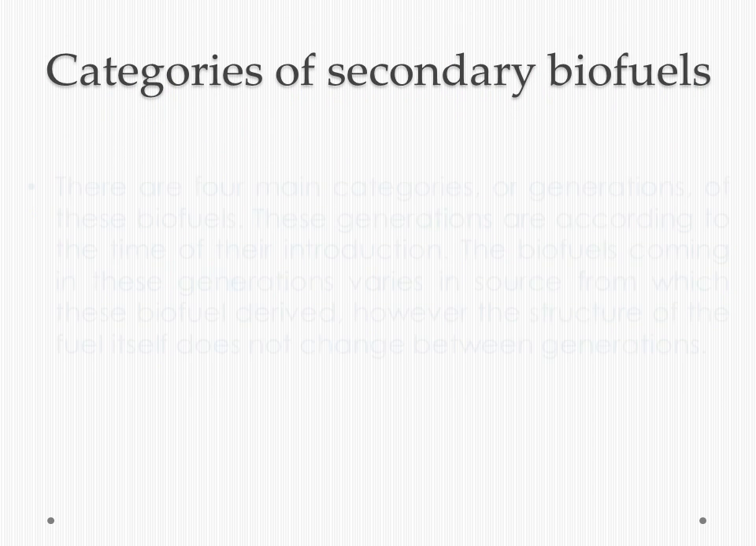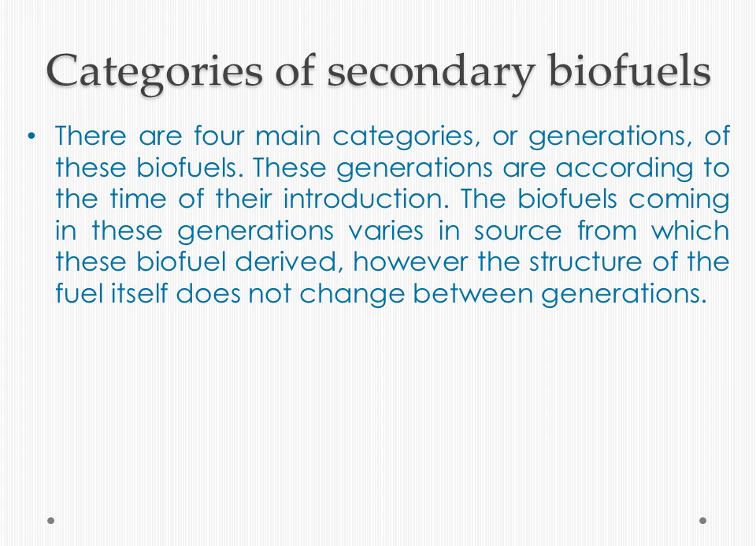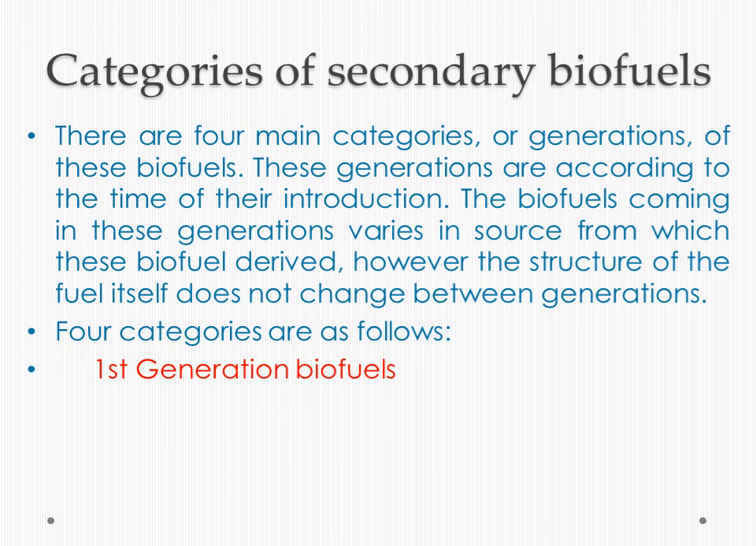Now the categories of secondary biofuels. There are four main categories or generations of secondary biofuels, and these generations are according to the time at which these were introduced. Actually, with time, changes were carried out in the biomass as well as in the technologies which are used for the production of secondary biofuels, and accordingly, four generations of secondary biofuels have been introduced. These generations differ in their biomass as well as in their technologies, but the biofuel that was derived by using these biomass and technologies was exactly similar. That is, these generations do not differ from each other in the structure of the fuel that is generated. And there are mainly four categories, and these are first generation biofuels.